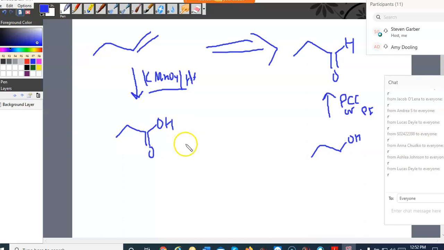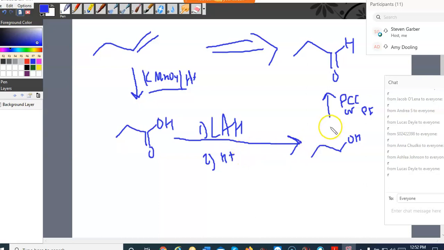Okay? Now, there is no way to go from an acid to an aldehyde. So you got to go from the carboxylic acid straight down to the alcohol with LAH. You got to use LAH in this case. You can't use sodium borohydride to take an acid to an alcohol.